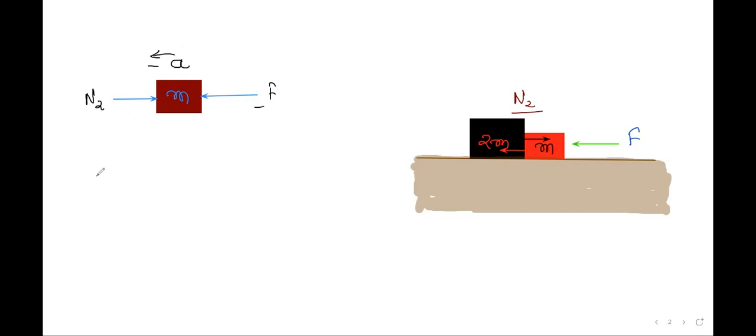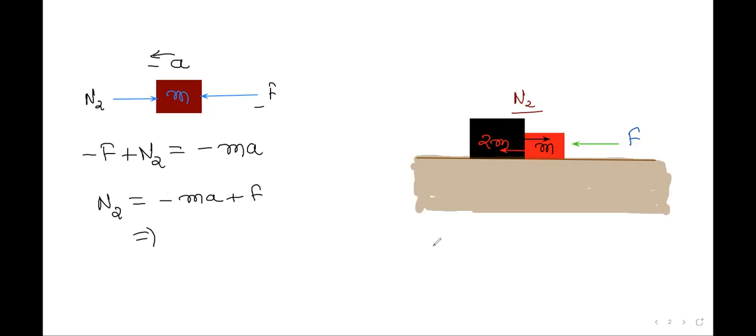So what is the net force acting on M? You will say the net force acting on M is minus F plus N2, which is equal to M into minus A. We can write minus MA. Is it correct? So what will be the value for N2? N2 is equal to minus MA plus F, correct? Let me first solve the acceleration.